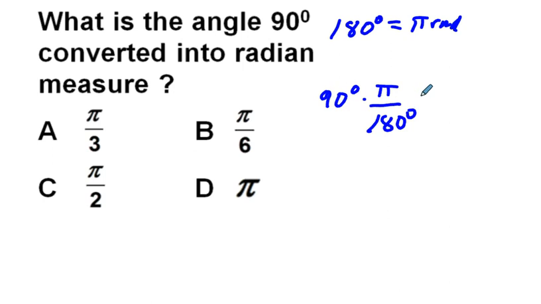And degrees over degrees cancel. So 90 over 180 simplifies to 1/2. So we have 1/2 pi, which the terminology most often used is pi over 2 radians. So if you can remember the unit circle, use our conversion, easy problem.